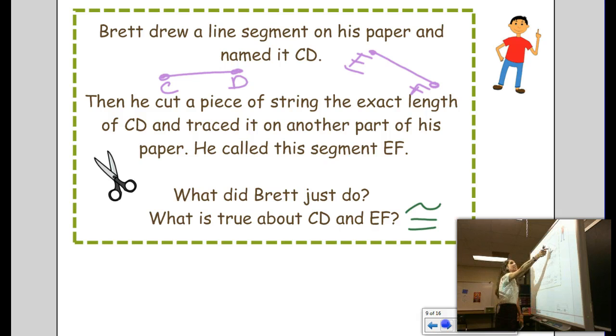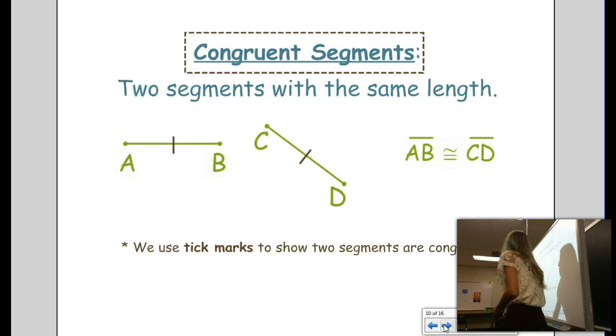This segment is the same as this segment. It's kind of like cloning something, but it's not that word. Copy! He copied a segment. I'm sorry, that's all I was looking for. He copied the segment. That's a test question. He copied a segment using a string. He didn't use a ruler.